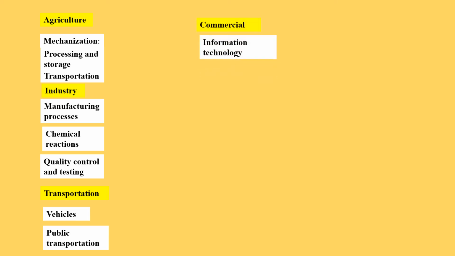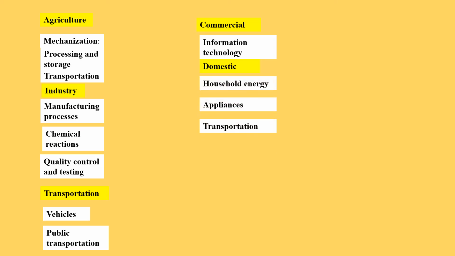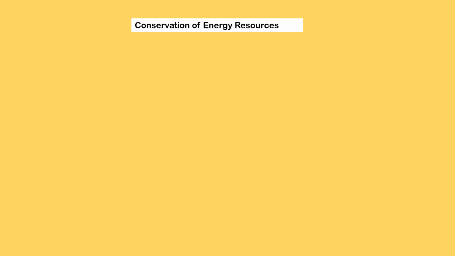Transportation, vehicles, public transport, all run on fuel. Commercial, information technology, right? Domestic, household, we use energy, cooking gas, appliances, electricity, tab, mobile, laptop. Yeah, again transportation. Our car, personal car, this also requires energy. Now let's go back.